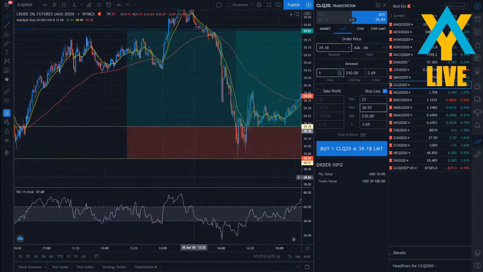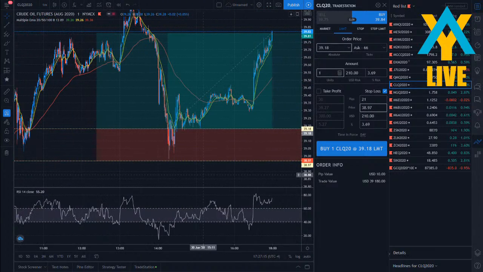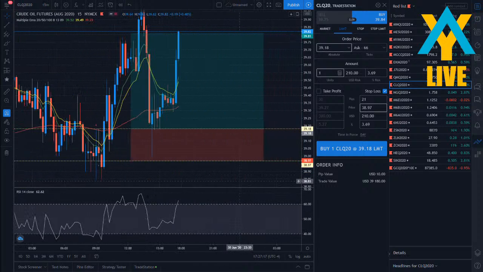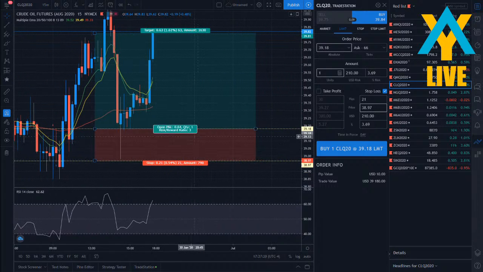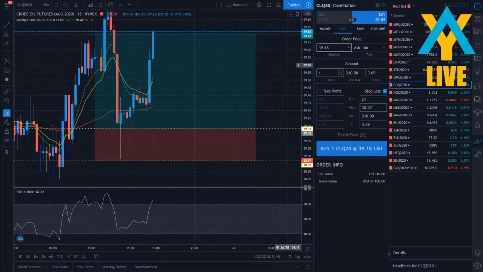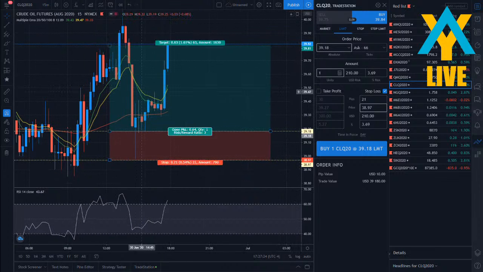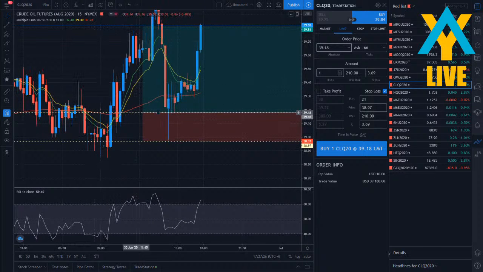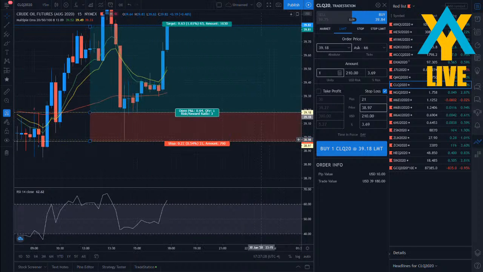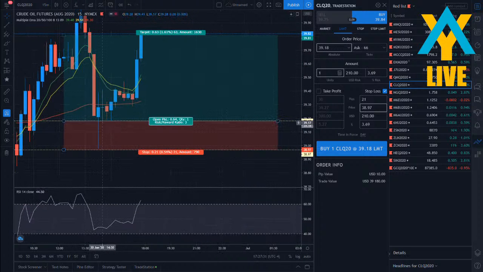But you could say that there was more than enough room to have gotten 3-1 on this twice, apparently, and this large range zone would have held. And so I would have been risking 790. Is that right? That doesn't sound right.